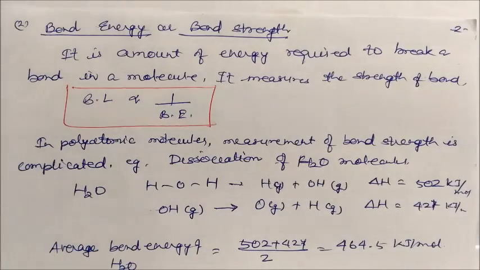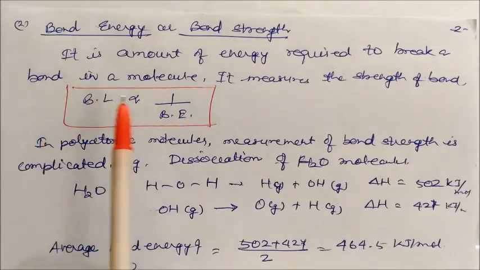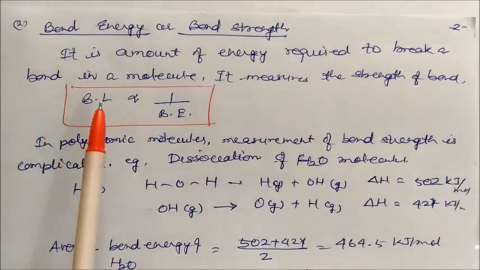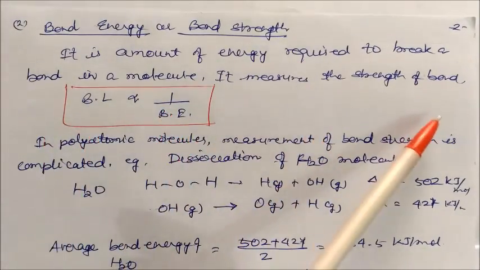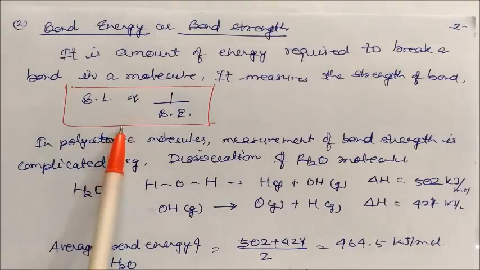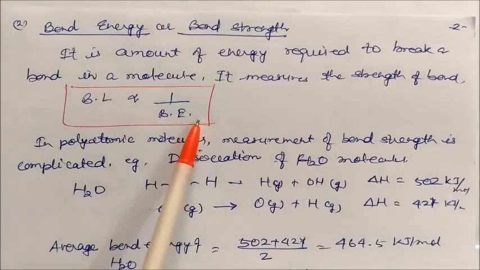Now the second parameter is bond energy or bond strength. It is the amount of energy required to break a bond in a molecule. It measures the strength of the bond. So bond length is inversely proportional to bond energy.